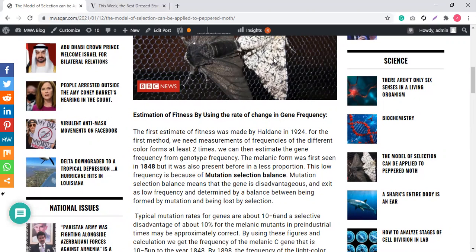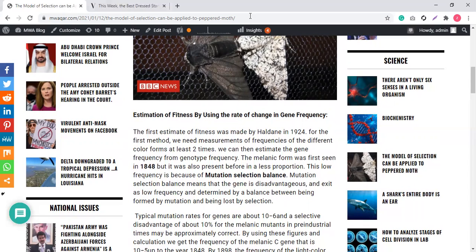Because the environment was clean, we see why nature selects which form. Right now I want you to focus here: nature selects the peppered form, and the melanic form was in a low frequency, balanced by the mutation selection balance. Basically this melanic form is the mutation, and mutation selection balance controls this gene frequency, and it is low at that time. Cool. The low frequency is determined by a balance between being found by the mutation and being lost by the selection.